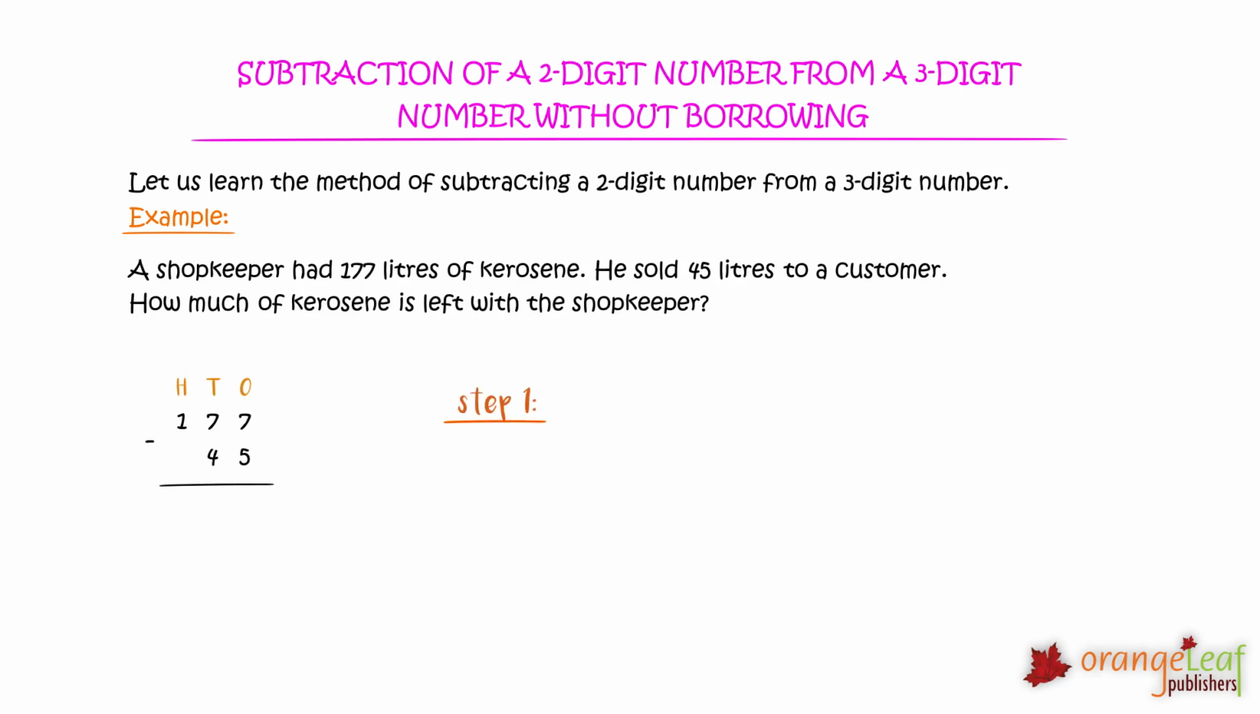Step 1. Subtract the ones. 7 minus 5 is equal to 2. Write 2 in the ones place. Step 2. Subtract the tens. 7 minus 4 is equal to 3. Write 3 in the tens place. Step 3. Subtract the hundreds. 1 minus 0 is equal to 1. Write 1 in the hundreds place. The answer is 132 liters.